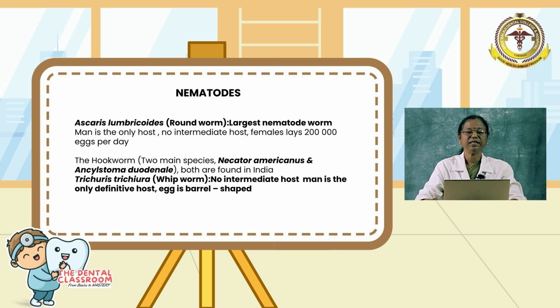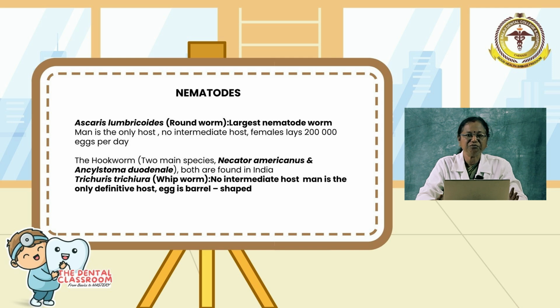Now coming to nematodes. The nematodes harbor the roundworms especially. One of the important roundworms is Ascaris lumbricoides, which you see in India, and which is the largest nematode worm. Man is the only host because part of the life cycle takes place in the soil and part of the life cycle in man. So man is the one and only host, no intermediate host here. Just imagine the infection caused by these worms.